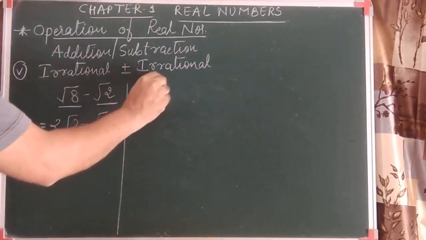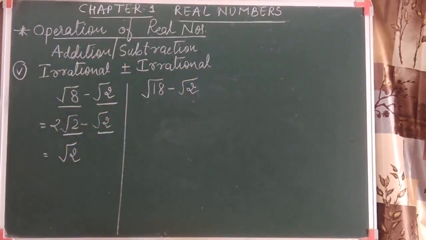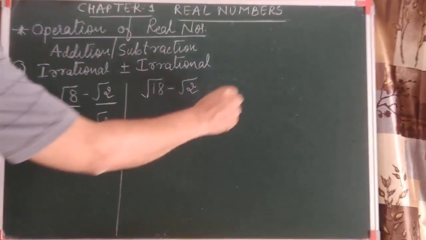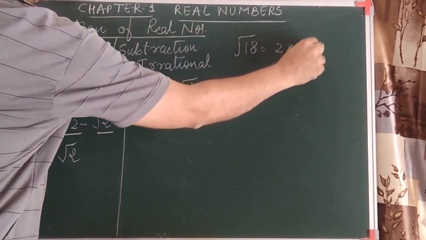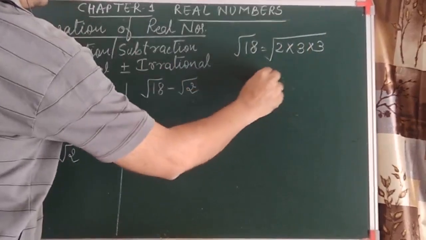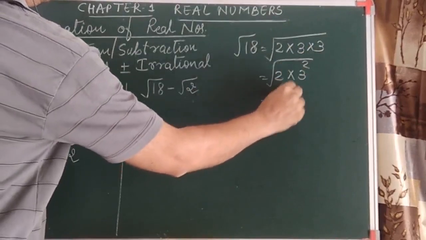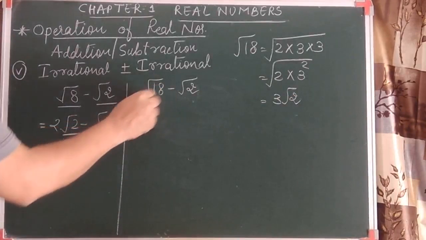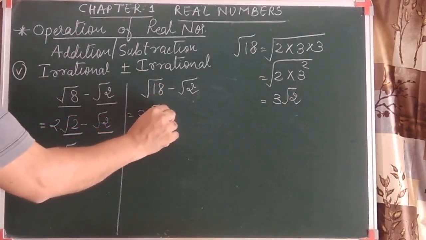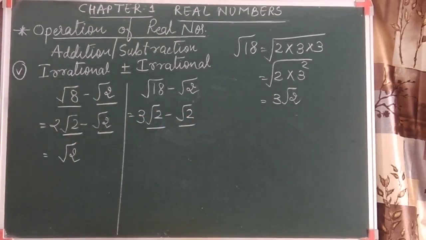Let's take another example. It's √18 minus √2. At first sight we can see no, it's not possible. But let us understand √18. When we find the prime factors of 18, it is 2 into 3 into 3. So that is 2 into 3 square. We can take 3 out from the square. So 3√2. Now this can be written as 3√2 minus √2. So you can see that these become like irrational.